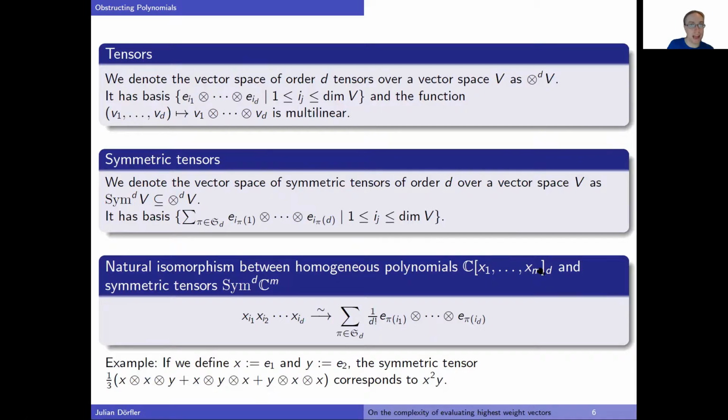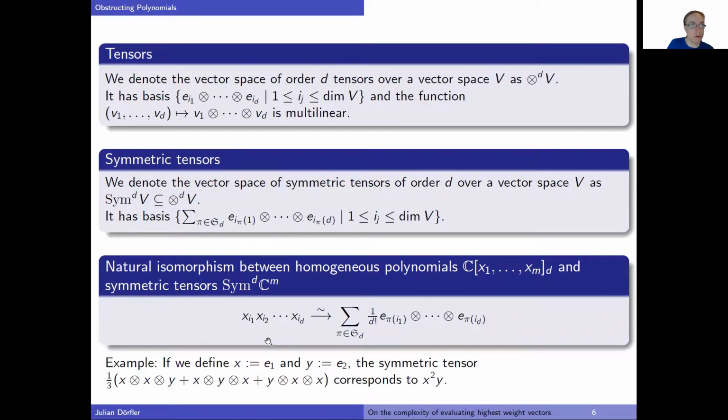Specifically, we have m variables and C to the m, and the degree d here, the homogeneous degree d, is also the tensor degree d. And they relate by this nice relationship that x_{i1} x_{i2} ... x_{id} just gets mapped to the sum of all the permutations of the components, which is just the symmetric variant of the direct tensor here.